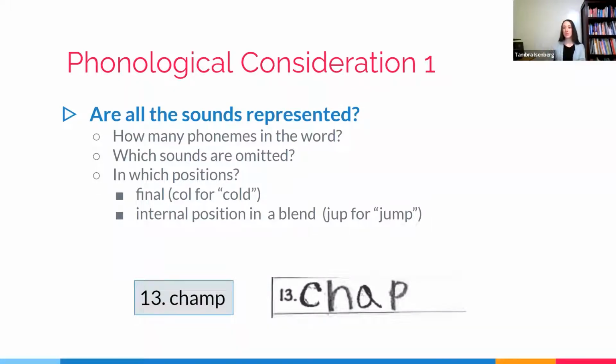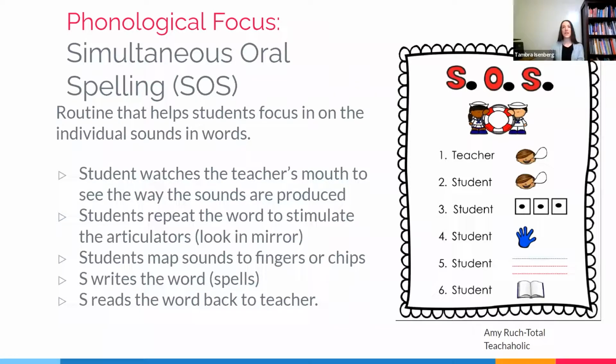But something else we can do is use SOS, or simultaneous oral spelling routines. When we do this, we want to draw our students' attention to our mouths as much as possible and also their own mouths. So if you have mirrors for your students, that's always a great tool to have on hand. The smaller the mirror, the better. Students are going to be asked to watch the teacher's mouth. So watch my mouth. Our word is champ. The student would say that word and watch themselves in the mirror, champ.